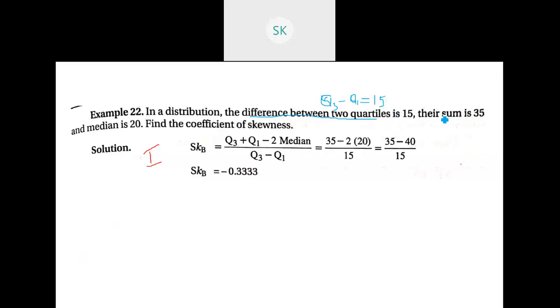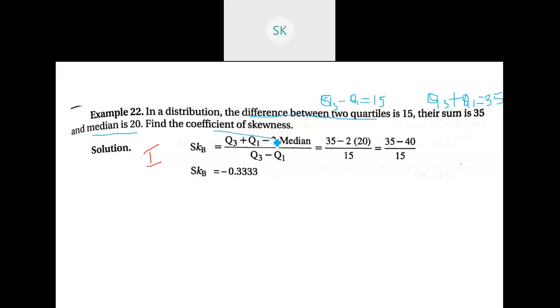Their sum means which sum? The quartile sum. So Q3 plus Q1 is 35. Difference between the quartiles, Q3 minus Q1, is 15. Their sum, that is again the quartile sum, Q3 plus Q1, is 35. Next, median is 20. Find the coefficient of skewness.